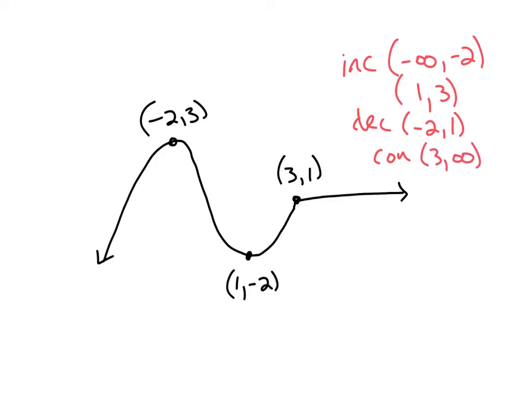All right. And then let's talk about our relative mins and maxes. So let's do our relative minimum first, and then our relative max next. So our relative minimum would be the ordered pair of what? Daniela, where's my relative minimum? 1, -2. Good. And then my relative maximum would be at what? -2, 3. Good.